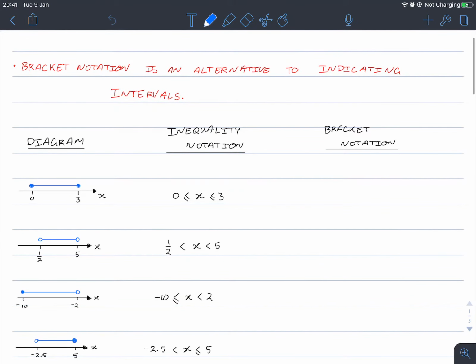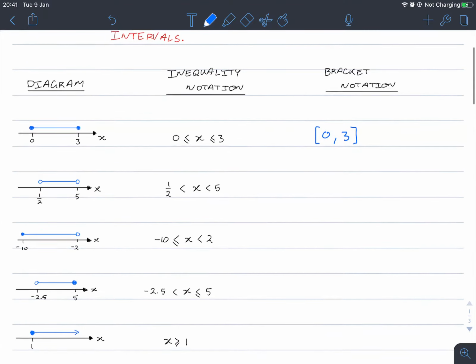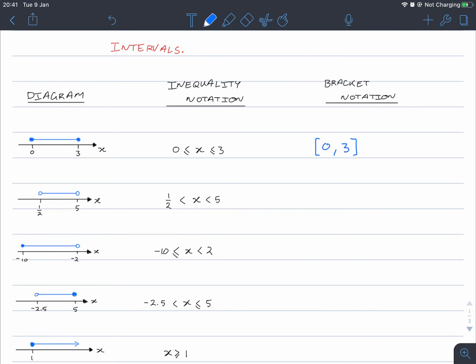Okay, so here we go. For an interval of x is less than or equal to 3 and greater than or equal to 0, these solid circles indicate a square bracket from 0 to 3. If we have greater than but not equal to, and less than but not equal to, we take a curved bracket like so, and this is from half to 5.